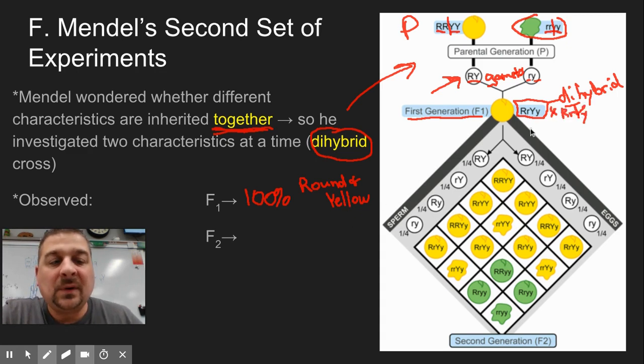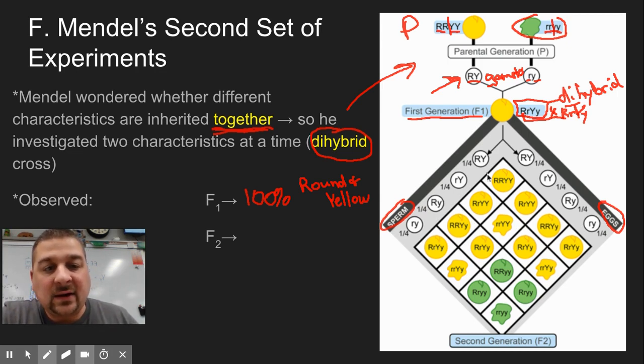Now, when he let them self-pollinate, you get a whole different bunch of combinations. Down here are the gametes. This side is the sperm, and over here are the eggs. You could pass on a big R and a big Y, a little r and a big Y, big R, little y, or little r, little y. And it's the same thing with the other plant because it's the exact same genotype.